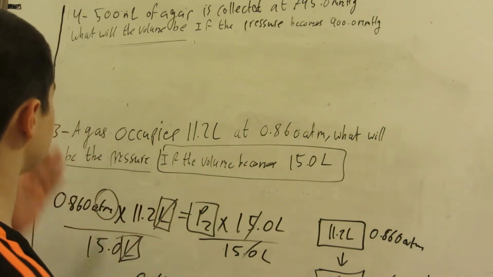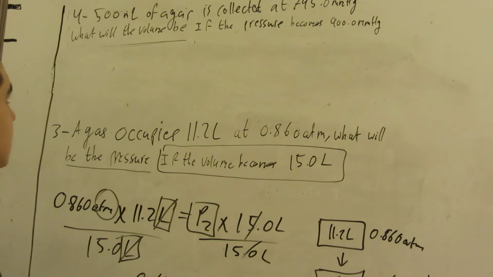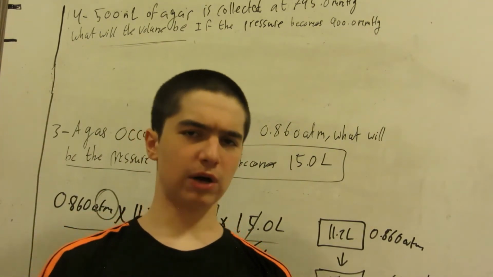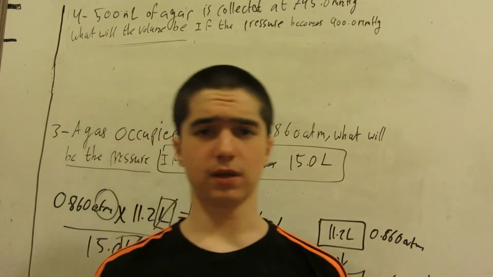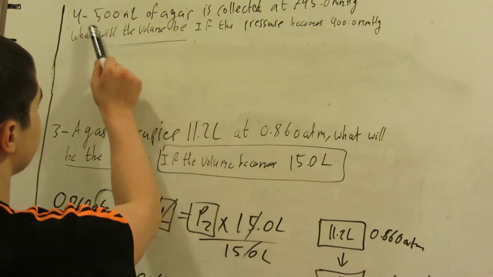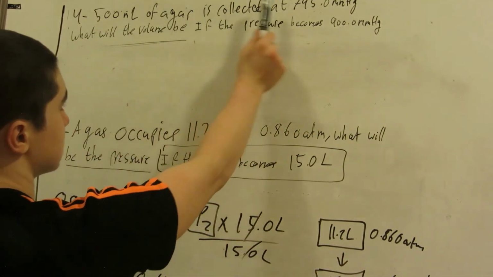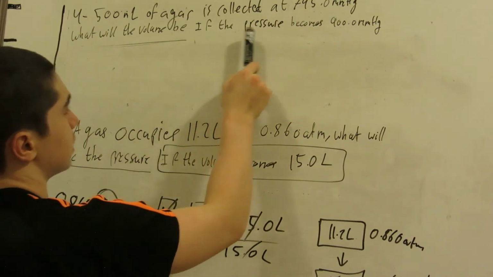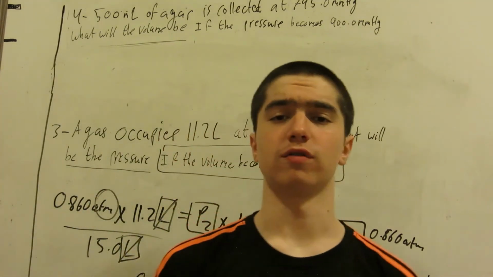Let's go for the fourth question. It says that 500 milliliters of gas is collected at 745.0 millimeters of mercury. What will the volume be if the pressure becomes 900.0 millimeters of mercury? Alright, I would like you to solve it by yourself, so pause the video. I'll reread the question and then start solving. The question states 500 milliliters of a gas is collected at 745.0 millimeters of mercury. What will the volume be if the pressure becomes 900.0 millimeters of mercury?